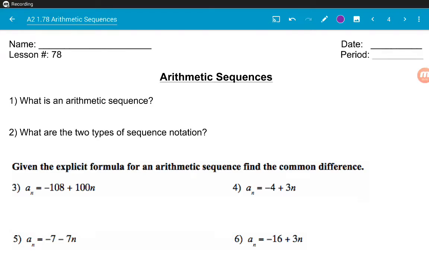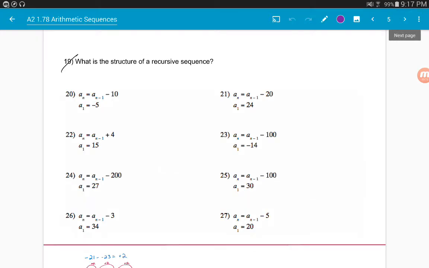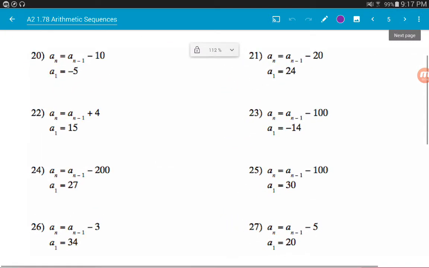Here's a video on our second day of Lesson 78, Arithmetic Sequences. For this day, we decided to find specific terms of the sequence. And we use the 20 through 27 section to use this recursive notation to find the values.